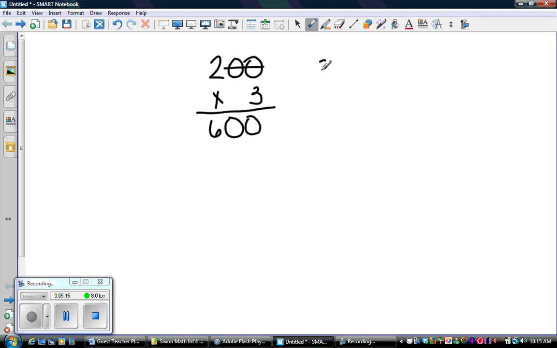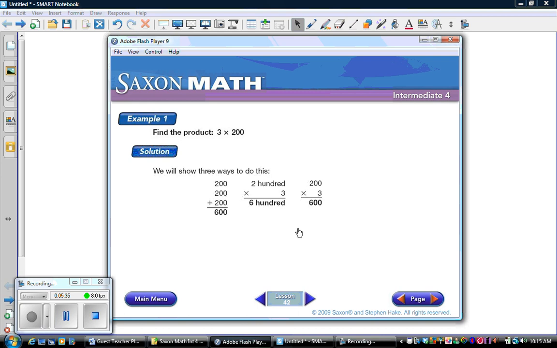Now, what actually happened there was this. You have to say 3 times 0 is 0. 3 times 0 is 0. 3 times 2 is 6. But our little trick was faster, wasn't it? And we end up with the same answer. Okay.